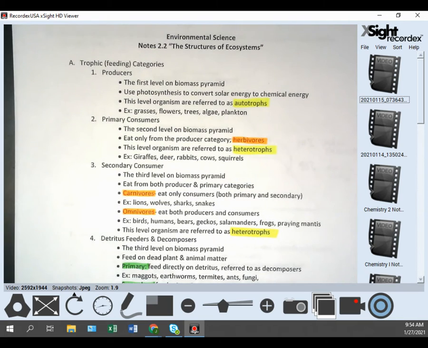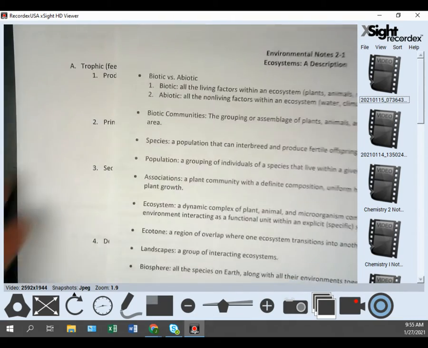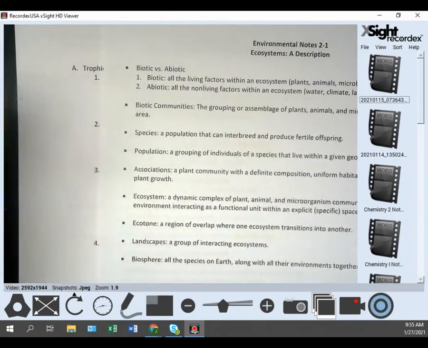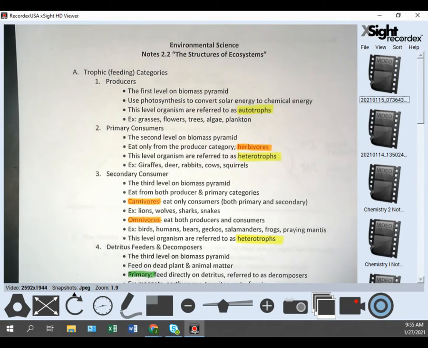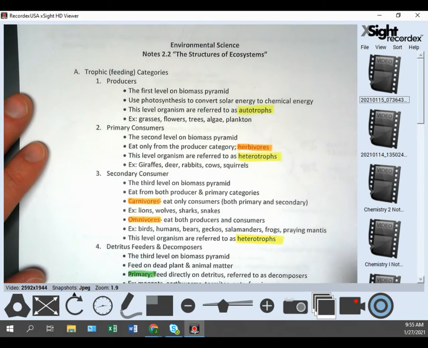So the chapter two, section two starts us with the structures of ecosystems. Like I mentioned, yesterday gave us a lot of the definitions of biotic, abiotic, and different categories or groupings within ecosystems. Now we're drilling down to be more specific about the different parts of the ecosystem and things that make it up.